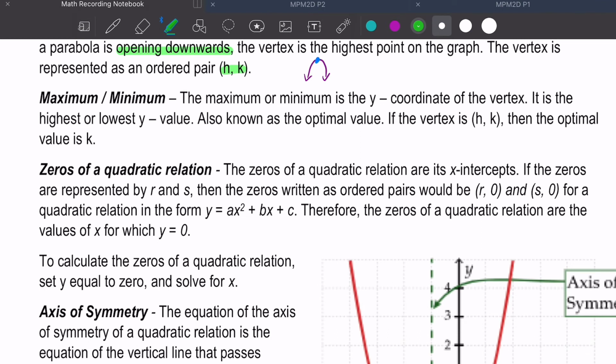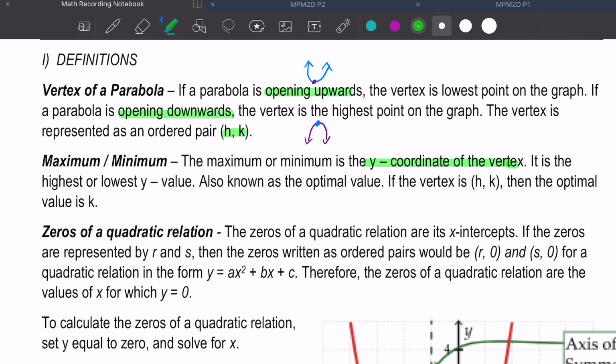Maximum, minimum. A maximum or minimum is the y-coordinate of the vertex. So think about it this way. In a graph, if it's opening upwards, this right here is your vertex. Everything after it is going to be above it, so that means this is your minimum. If you're looking at the other one, everything goes below it, so that's your maximum point. This is also known as the optimal value. It's either your highest or your lowest. That's important to remember. So if the vertex is (h, k), then the optimum value is its k value.